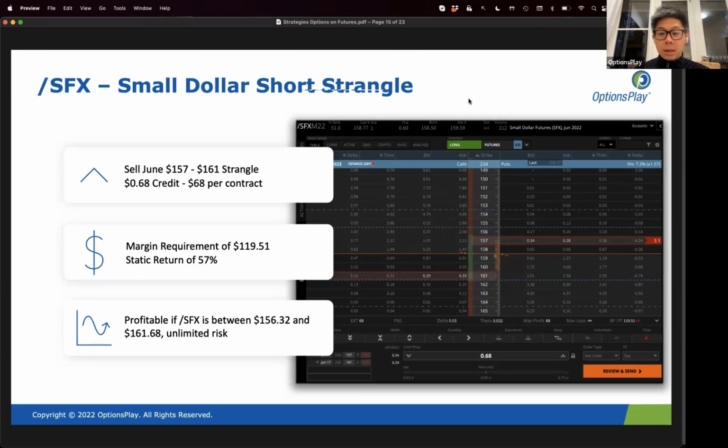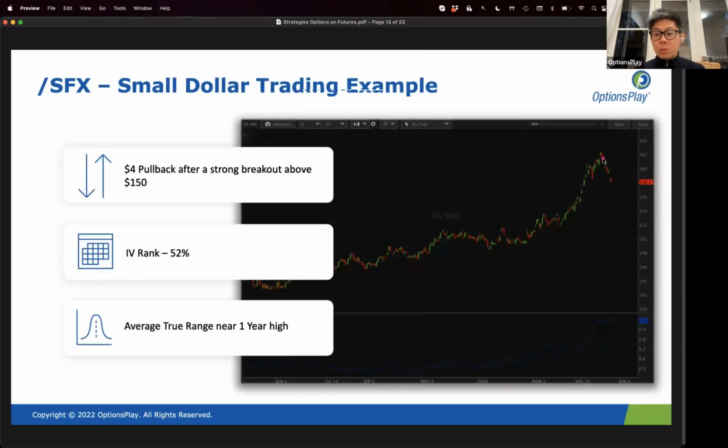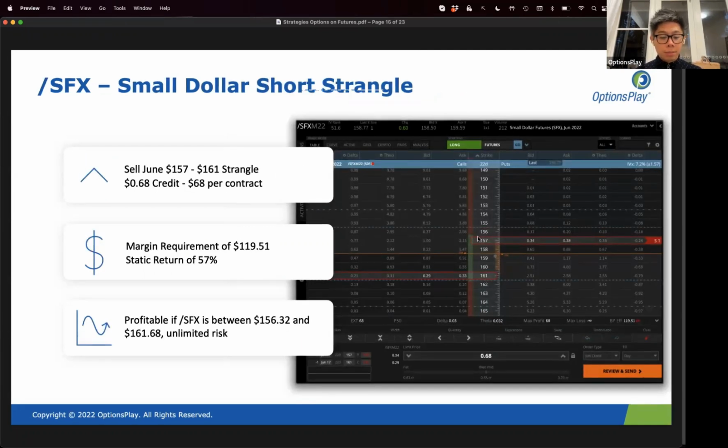So for example, before I was showing you the fact that we had this big move here to the upside. We've retraced $4 or so. Maybe you think that we're near the bottom end of the range, that we're going to trade somewhere between 158 and 162, right? And that's a reasonable assumption that you might be able to make from a technical perspective or from a directional perspective. And that's really where you can get a little bit more premium. Let's say you sold at 157, so you used a higher delta strike price because you feel that we're near the bottom of the range. Instead of selling a 156, you adjust it to a 157.